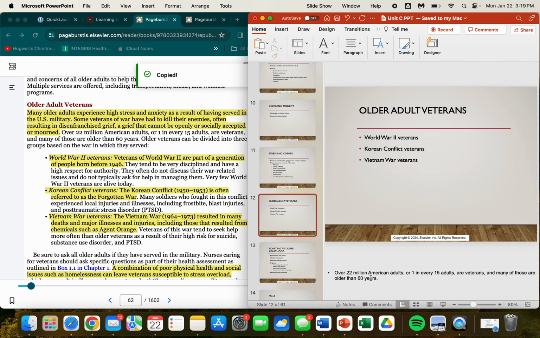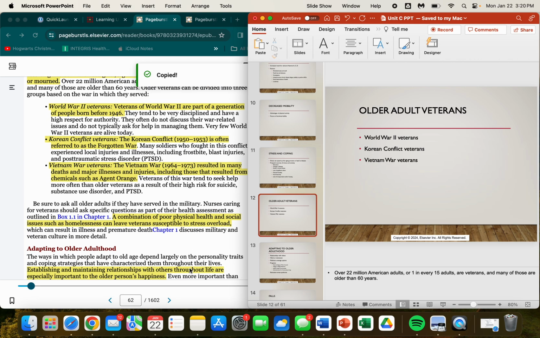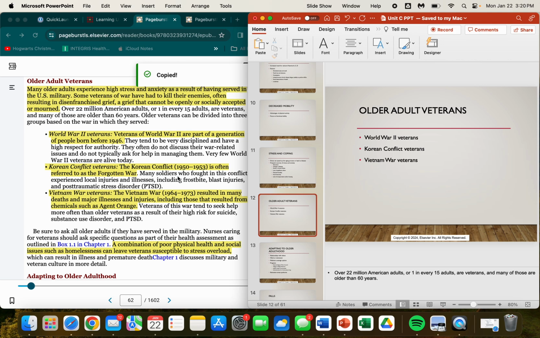So when we talk about this, over 22 million American adults, or 1 in 15, are veterans, and many of those are older than 60 years old. So those are World War II vets, Korean vets, and Vietnam War vets. World War II veterans are typically born before 1946. Korean veterans served between 1950 and 1953. And the Vietnam War was within the time frame of 1964 to 1973. So a lot of these are your older adults, who are veterans and have a unique set of needs.